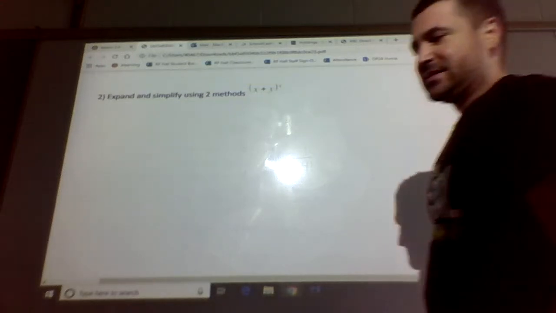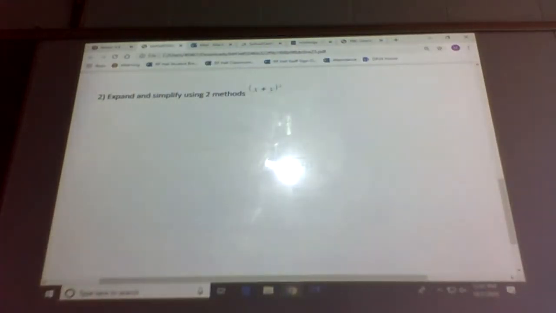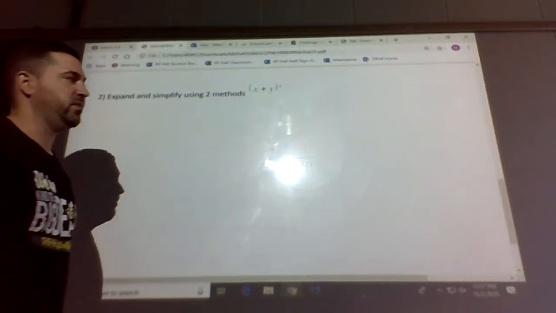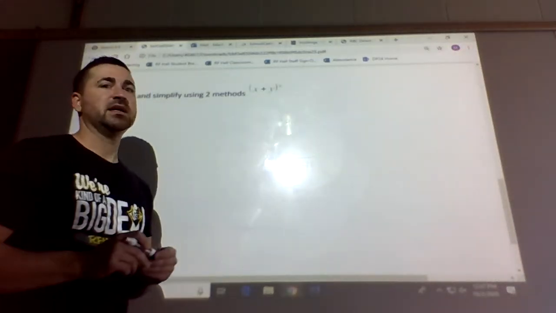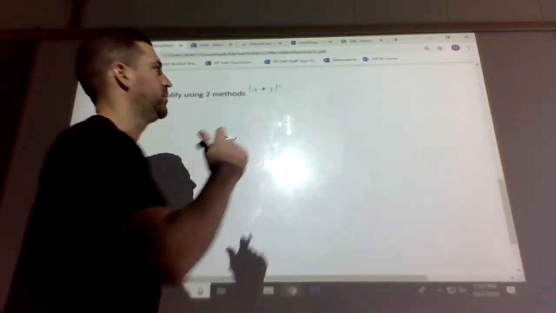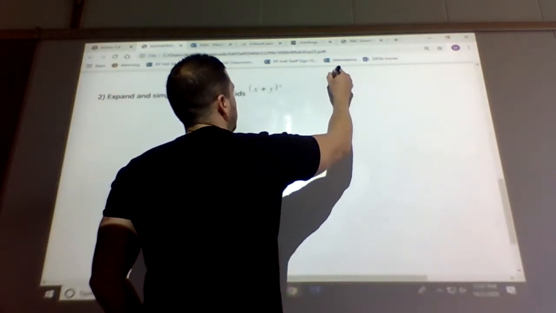Okay, we're going to expand and simplify using two methods. The first method will be Pascal's triangle, and the second one will be the binomial theorem. Okay, so we have Pascal's triangle.